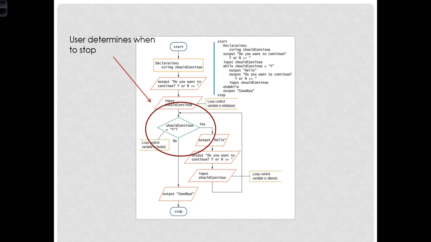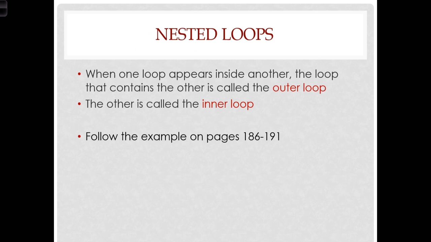So 3 conditions again. Let's double check. We've got input should continue right before the loop, so that means that it is initialized. We are checking its value. That's the second action that has to be there. And then the third action that must be there is that we're somehow manipulating it so that the condition is ultimately such that we get out of that loop. And this is left up to the user, and that's our no condition, which takes us down here to output goodbye. So if we enter anything besides Y for yes, then we'll take the branch that goes to the output goodbye and ultimately to stop.